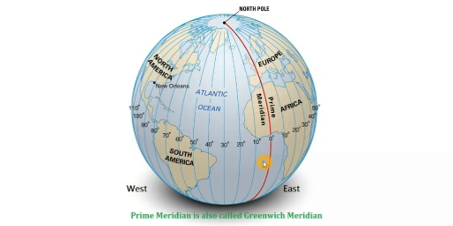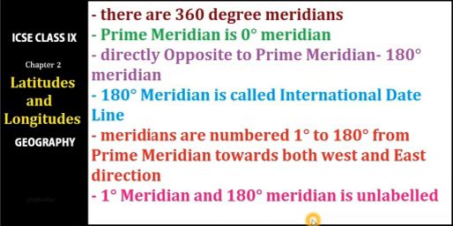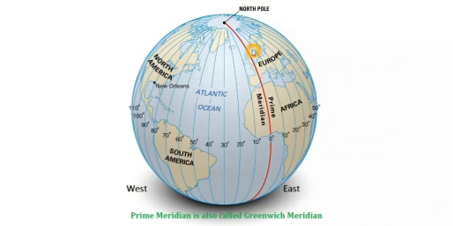Now another thing to keep in mind, the prime meridian is also called the Greenwich meridian. We'll discuss this topic in detail later. Now there are 360 meridians. In case of latitudes, we have 181 latitudes. Just like latitudes, meridians are also divided into minutes as well as seconds. The prime meridian is the 0 degree meridian, or the 0 degree meridian is called the prime meridian. This one is the prime meridian.